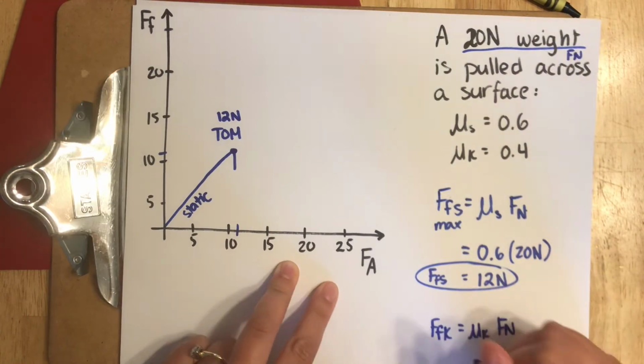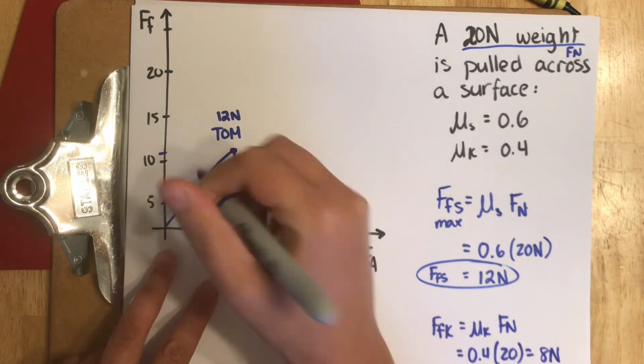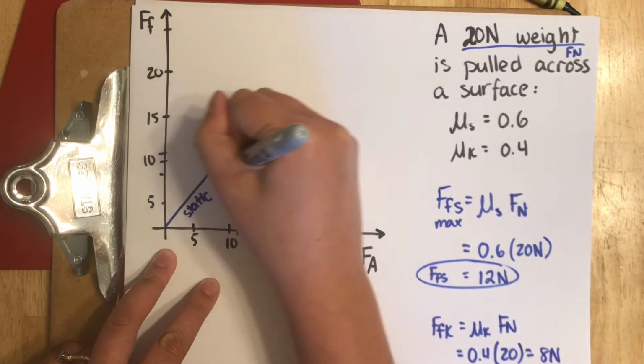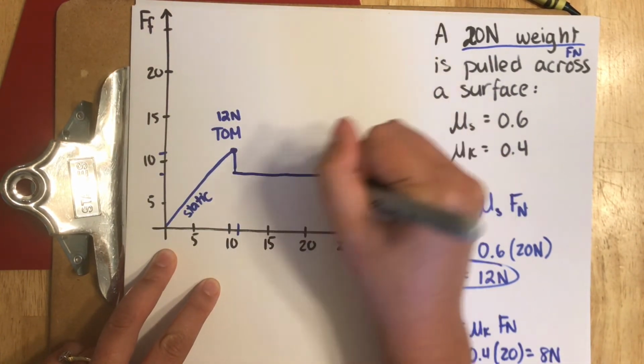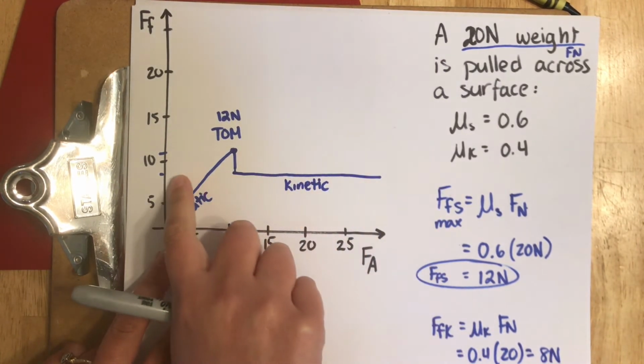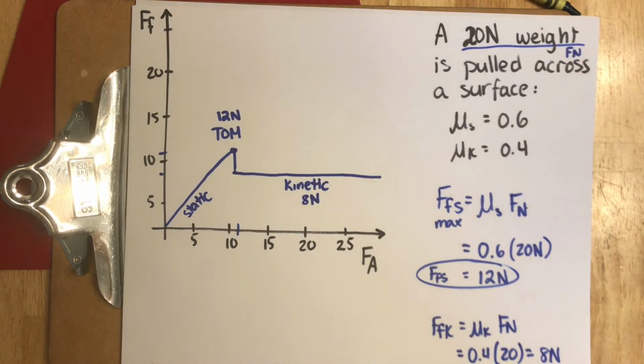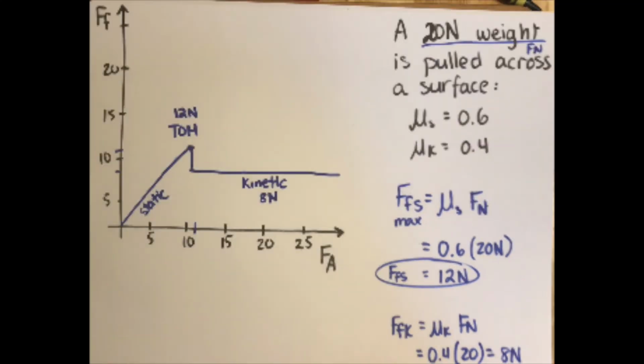Last step already. Calculate the kinetic friction force, and that'll give us that horizontal bar. The kinetic friction force at 8 newtons corresponds to 8 newtons on the y-axis. So no matter what, as long as this is moving, the kinetic friction force is 8 newtons. I need to apply at least 12 newtons to start it moving, but as soon as I start it moving, it drops down to 8 newtons of kinetic friction.